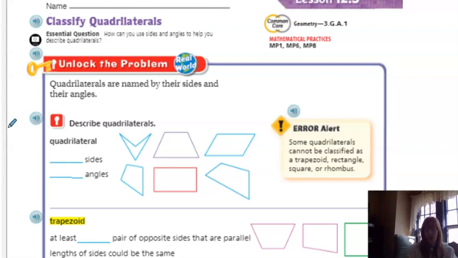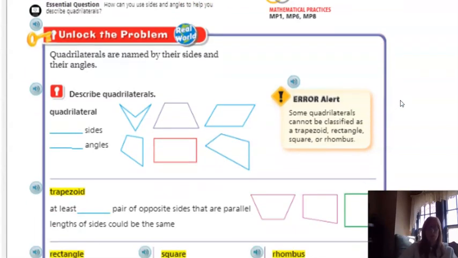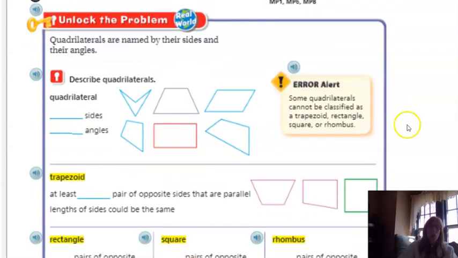Quad, hopefully you're looking at the root word, thinking of quarters. There are 4 quarters in $1, there are 4 quarters in an hour, and then there are 4 angles and 4 lines in a quadrilateral. So how can you use sides and angles to help you describe quadrilaterals? There are lots of different kinds of quadrilaterals. So we're going to look at some quadrilaterals and name them by their sides and their angles.